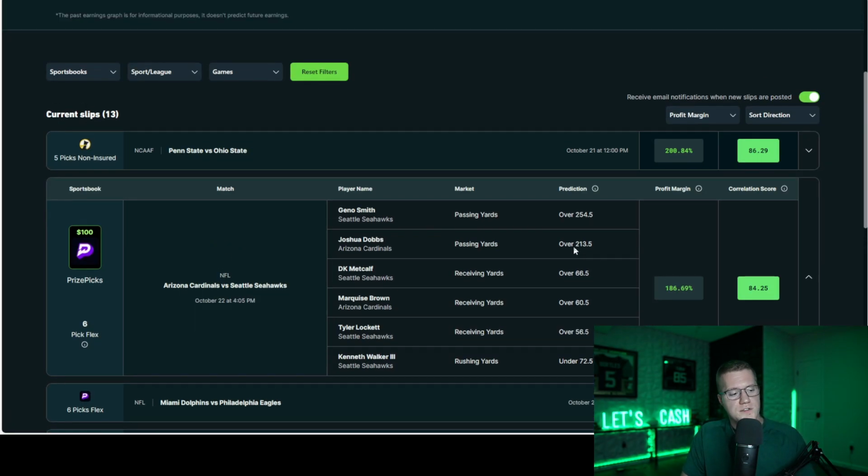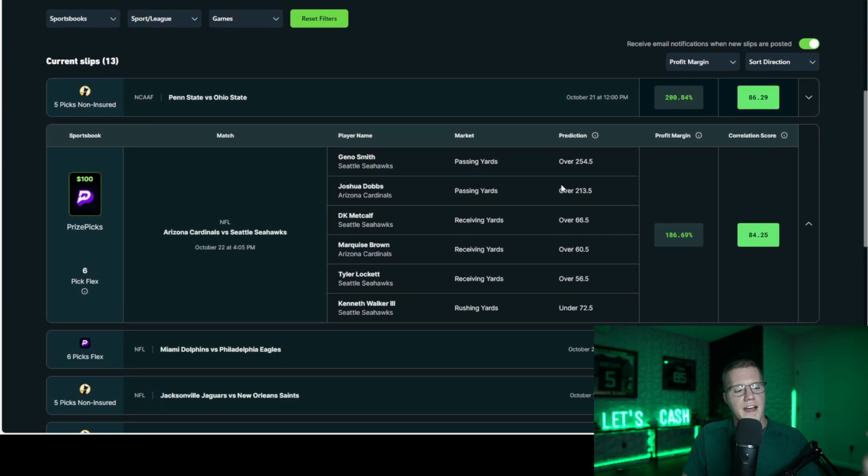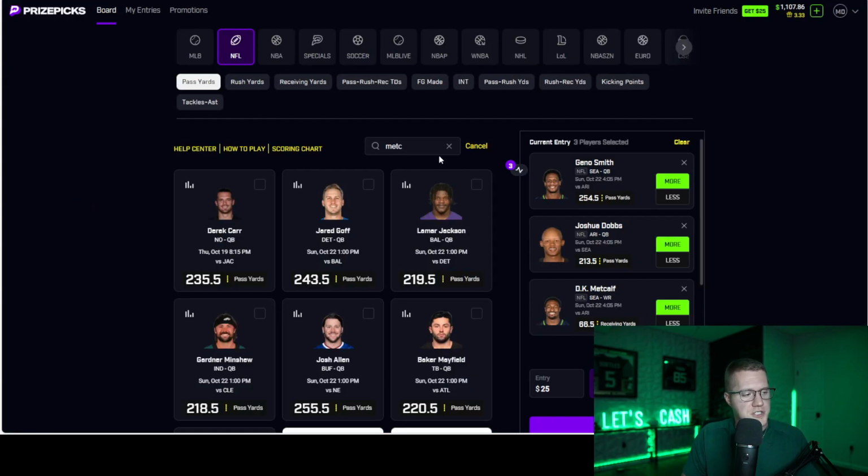And that's exactly what this tool does. It scans the market, finds the biggest discrepancies, and shows you the heaviest, highest correlated plays together. DK Metcalf next, and then Marquise Brown. I mean, it's pretty straightforward at this point, right?